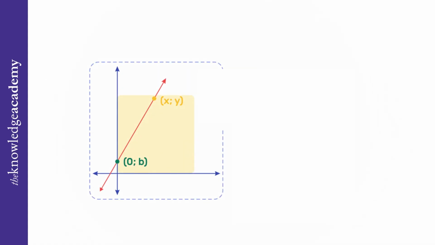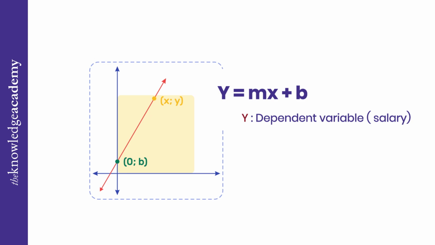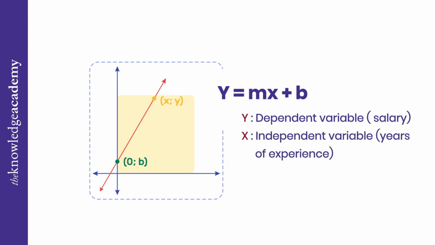Now, let's break down the basic equation of linear regression, that is y = mx + b. Here, y is the dependent variable we're trying to predict, like the salary. x is the independent variable, like the years of experience. m is the slope of the line, showing how much y changes for each unit change in x. And b is the intercept, the point where the line crosses the y-axis, representing the value of y when x is 0. This equation is a mathematical representation of a straight line, and in linear regression, we're trying to find the values of m and b that best fit our data.